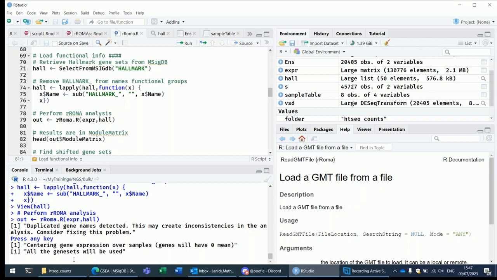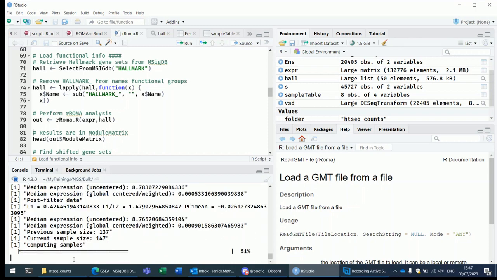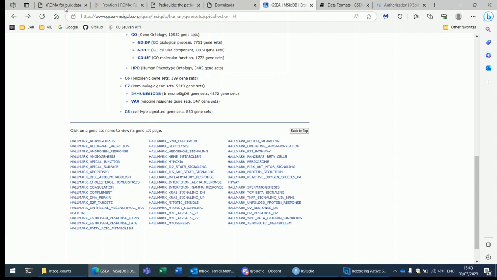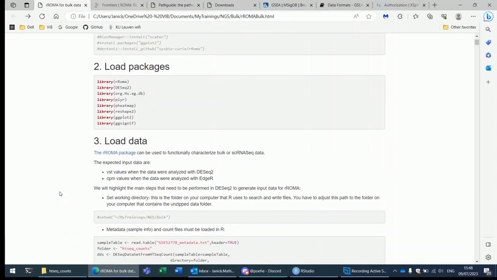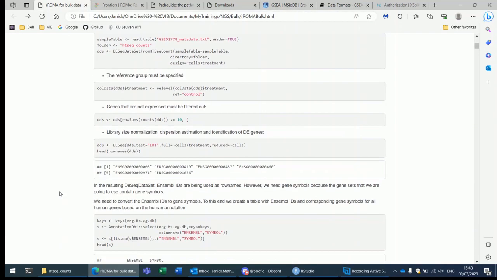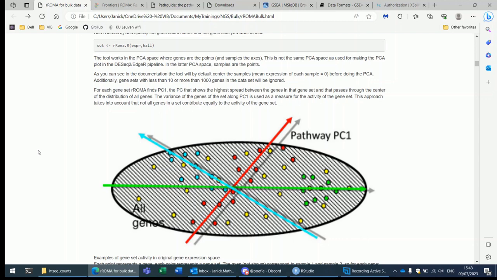And this analysis will take some time. So while it is running, I can explain how it works, and for that I will go through the tutorial that you can download on the e-learning system. So what is rROMA doing?